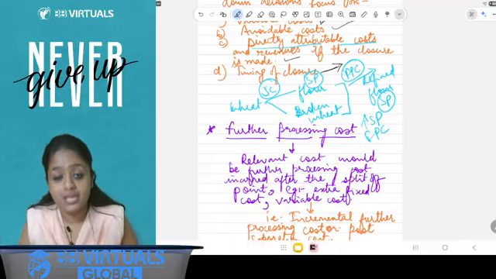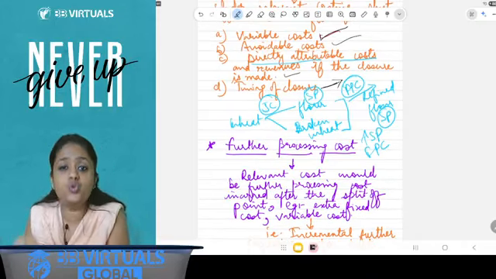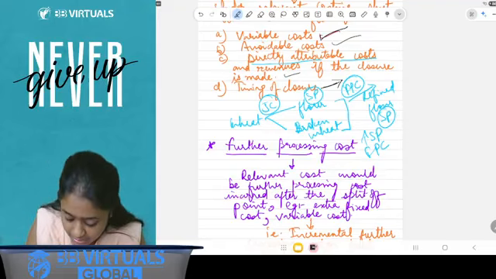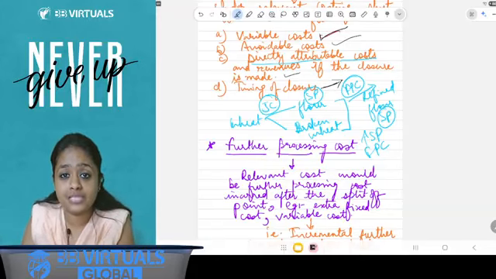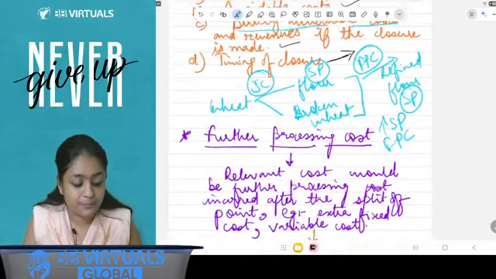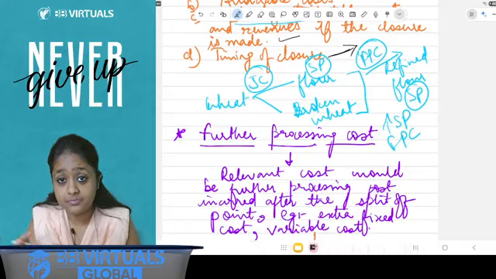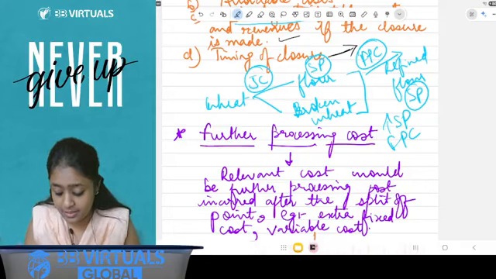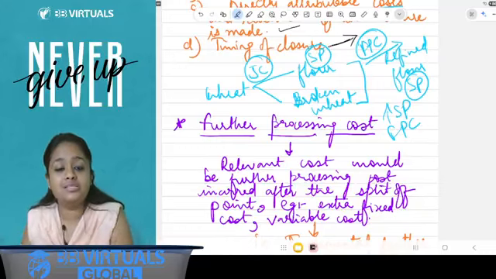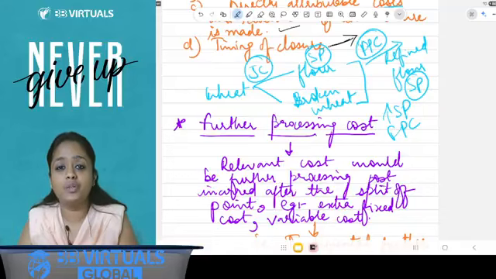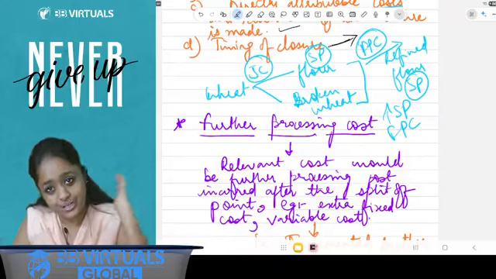If your selling price increases after further processing compared to before further processing, this point we also call a split off point. Why? Because at this point, your wheat is split off into two products, right? So take the difference between the selling price at split off point and the selling price after further processing. If the difference is more than the incremental cost, that is the further processing cost, then boss, go ahead and do the further processing and accept it because it is giving you a positive result.